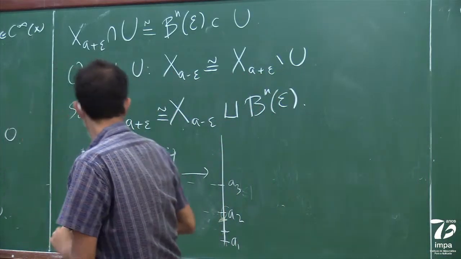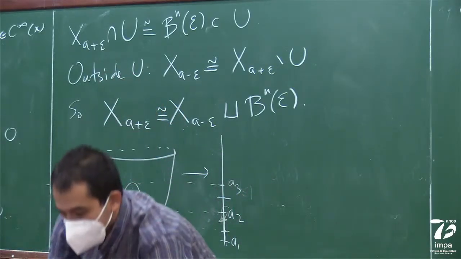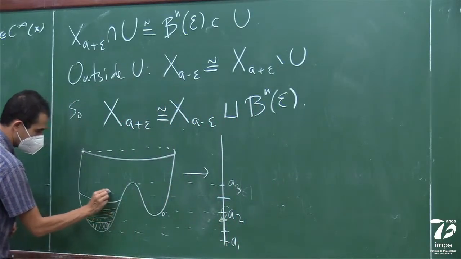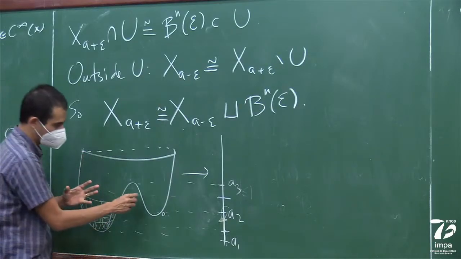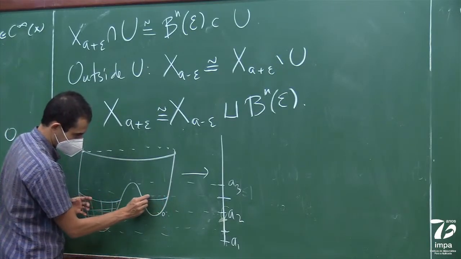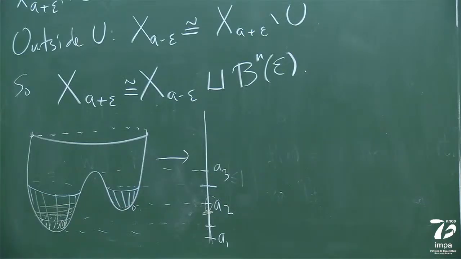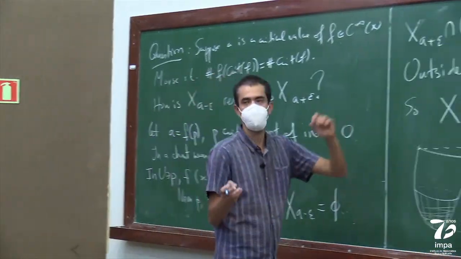When I go above A2, I have the same thing as before, the same disk as before, but now I take the disjoint union with another disk. So this is what happens. Every time you cross a critical value that corresponds to an index 0 critical point, you just get a new connected component that's given by a little ball.